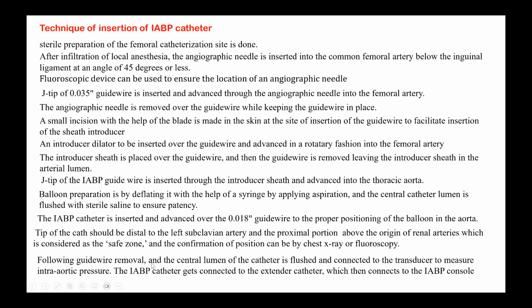Then you remove the second guide wire through which this IABP catheter has been inserted, and the central lumen is connected to the transducer to measure the intra-aortic pressure. And the balloon is connected to the inflating mechanism in the console. So these are the connections that have to be made.